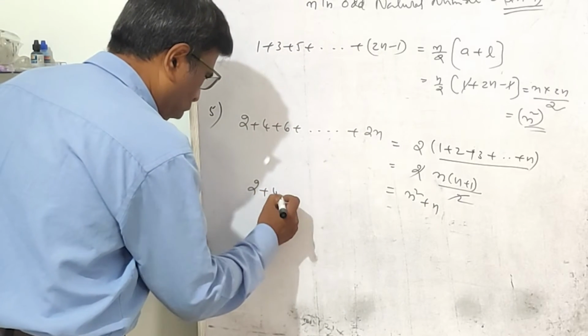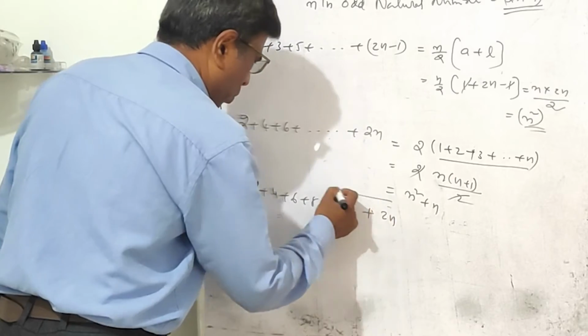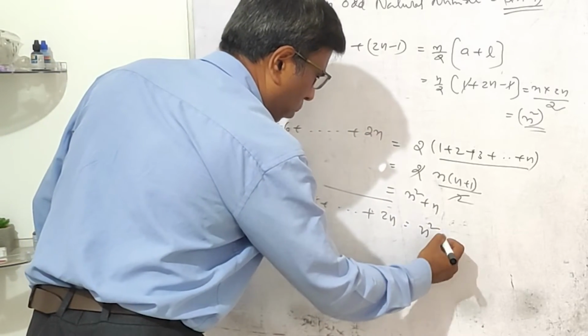So 2, 4, 6, 8 and so on up to 2n. The formula is n square plus n.